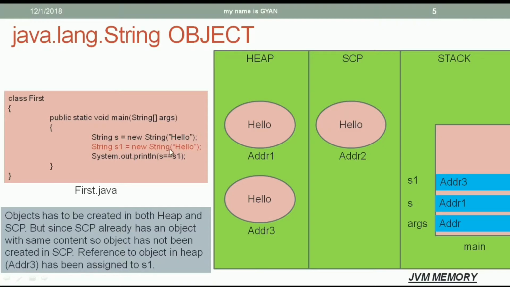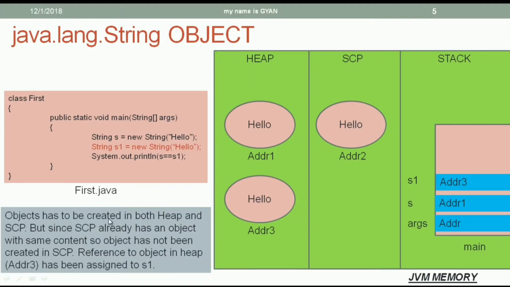That's how for the second statement, the JVM searches in the SCP: is there any string object present in the SCP containing the string constant hello? Yes, it is there. There is an object in the SCP which contains the string constant hello. That's how another object containing the same string constant hello will not be created in the SCP. We know all these rules from the previous video of this session. But at the same time, the string object containing the string constant hello will be created in the heap, whose reference will be stored into the reference variable s1.